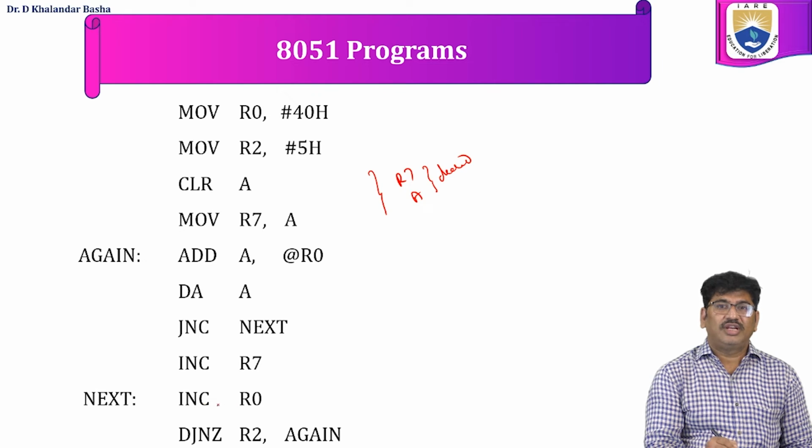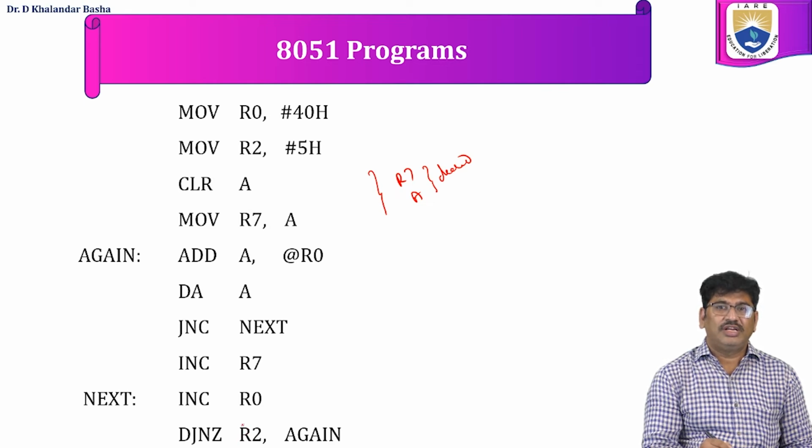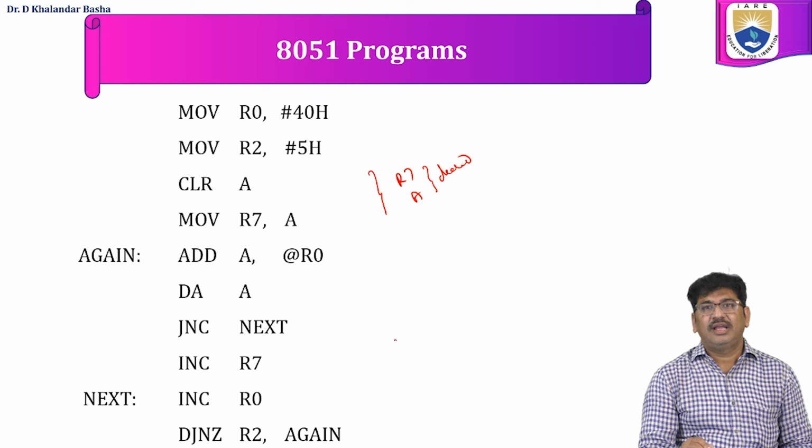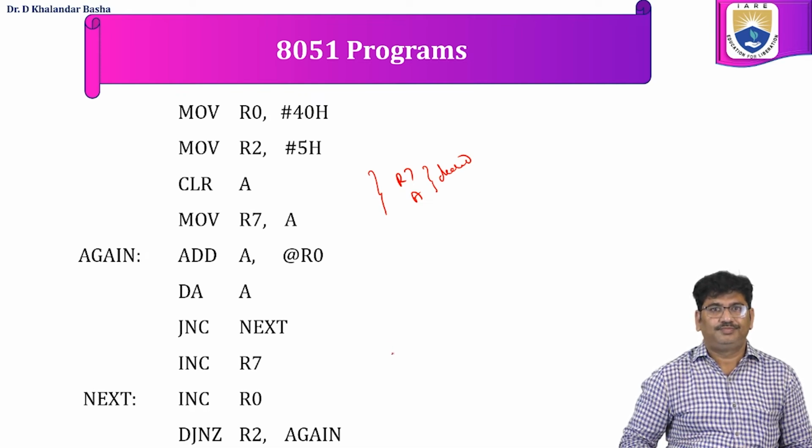Here, for advancing to the next memory location, we increment R0. As one addition is done, the count specified in the R2 register will be decremented, and it will check whether R2 is 0 or non-zero. If it is non-zero, go to the label again for adding the remaining numbers. So this loop will be iterated depending upon the count specified in the R2 register.